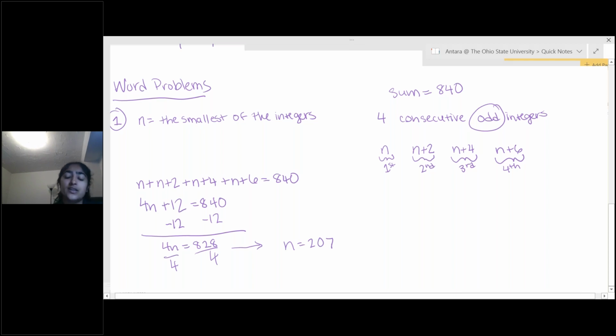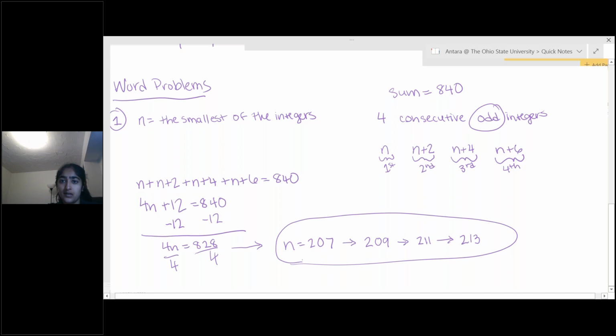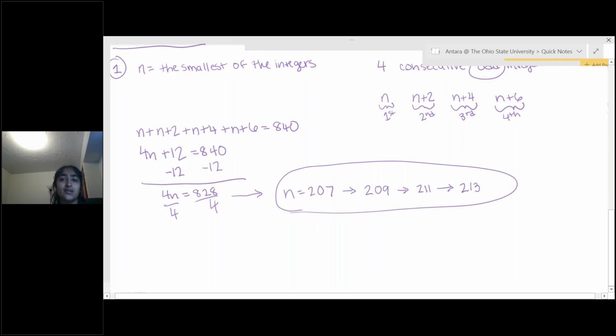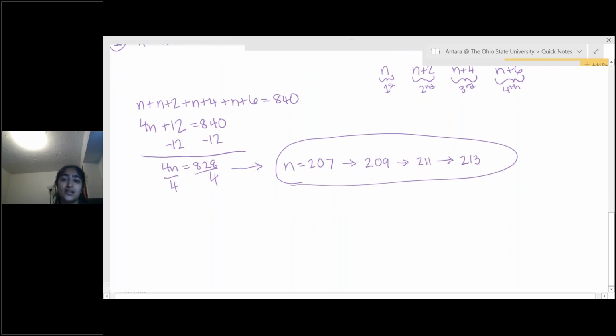So if n equals 207, then the next integers are n plus 2, that's 209, and then n plus 4, that's 211, and then the last one is n plus 6, that's 213. So we have all 4 of our integers. So that's one of the word problems that we're working with: trying to convert the words into mathematical operations, and it requires a few steps to get to the answer.